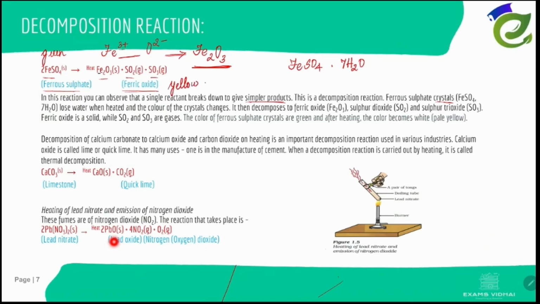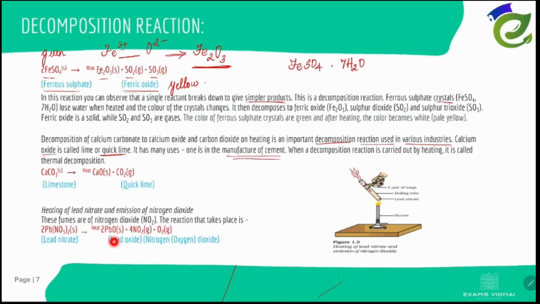It is very pale yellow; we can also say it is white in color. Decomposition of calcium carbonate to calcium oxide and carbon dioxide on heating is an important decomposition reaction used in various industries. Calcium oxide is called quicklime and calcium hydroxide is called slaked lime, as we just discussed in the last line. Calcium oxide is used in the manufacture of cement.